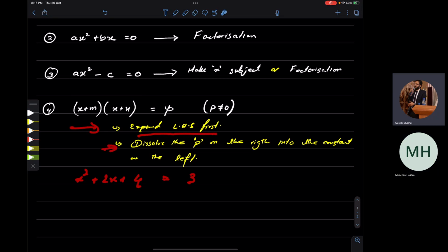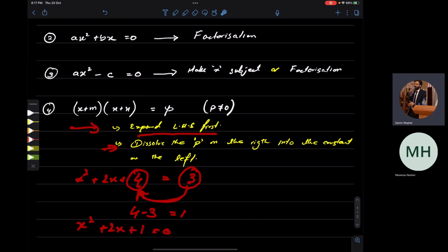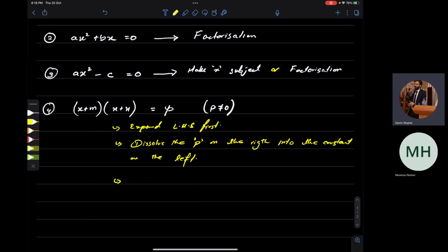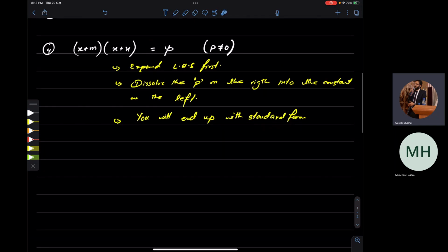Now in the next step, you need to dissolve this constant into the constant on the left-hand side. So you'll be bringing this onto the left and doing 4 minus 3, which is going to give you 1. So you'll be left with just one constant, that is 1, and you will be left with 0 on the right-hand side. So this is going to give you a standard form. Then you apply factorization or the quadratic formula, whatever is suitable.